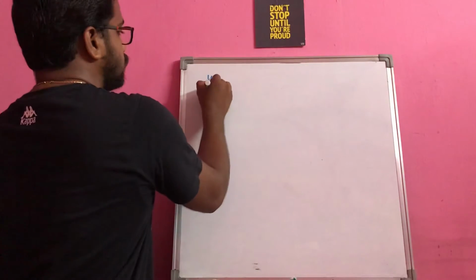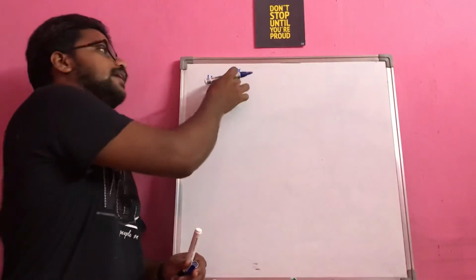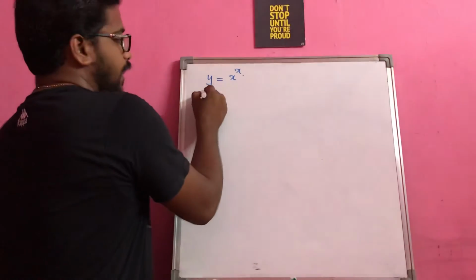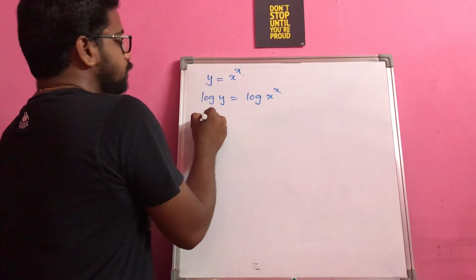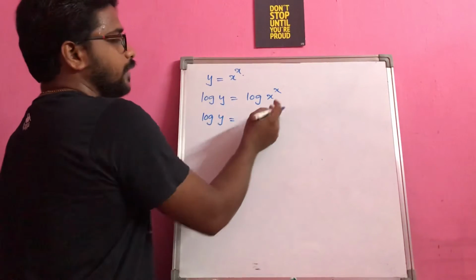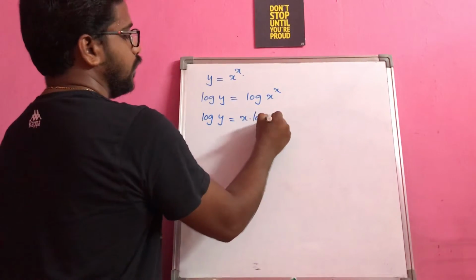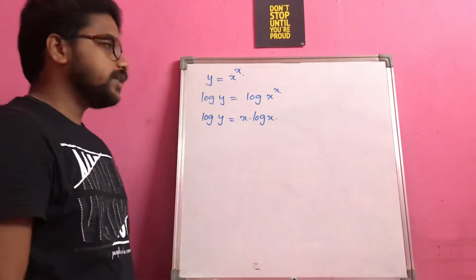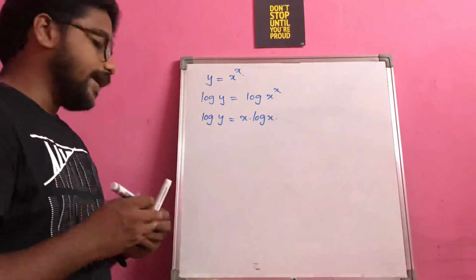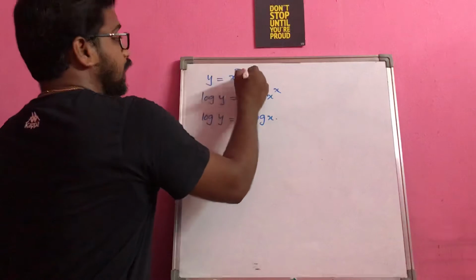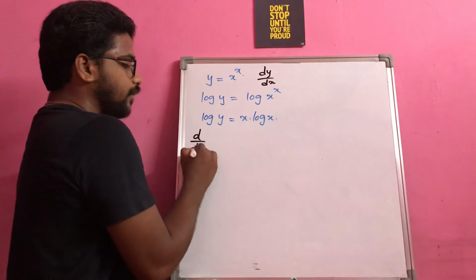Now if I give you y is equal to x power x, the first thing that you have to notice is that base and power both are variables. So I will apply logarithm on both sides. Log y is equal to log x power x. We know the logarithm property that whenever you are having a power like this, that power will come to the front. So this is equal to x into log x. Now see here, log y is equal to x into log x we are having, but our idea is to find out the dy by dx for this question. So that means I have to apply the derivative on both sides.